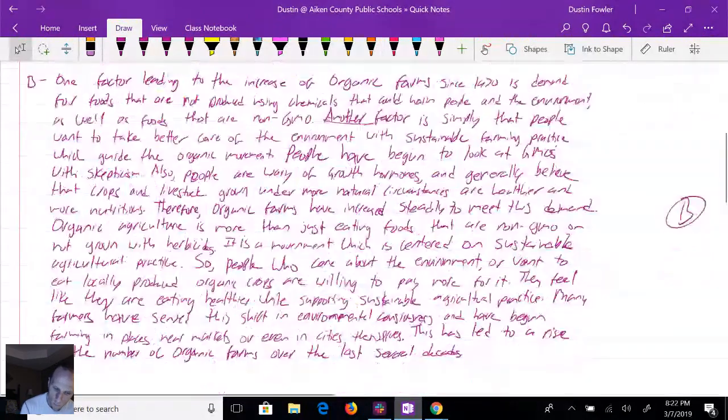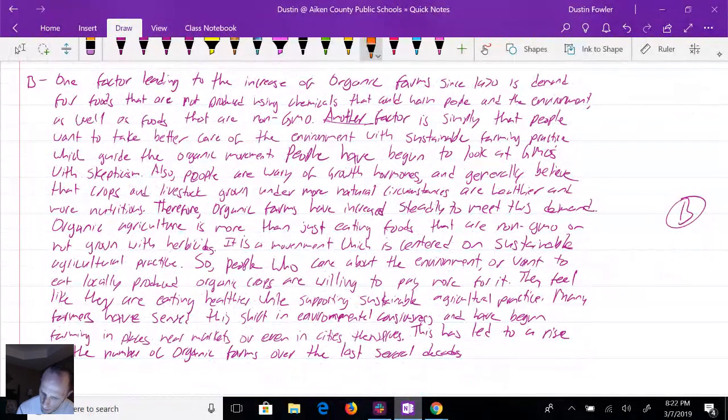Question number 2. One factor leading to the increase of organic farming since 1970 is demand for foods that are not produced using chemicals that could harm people and the environment, as well as foods that are non-GMO. All right, let's look at the rubric real quick. I don't want to get too far ahead of myself.